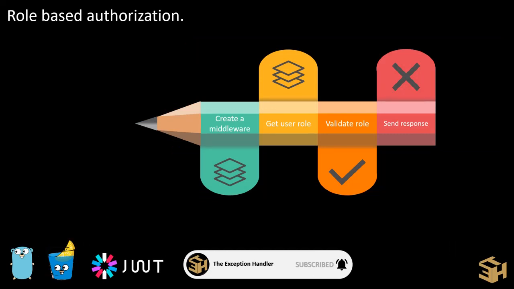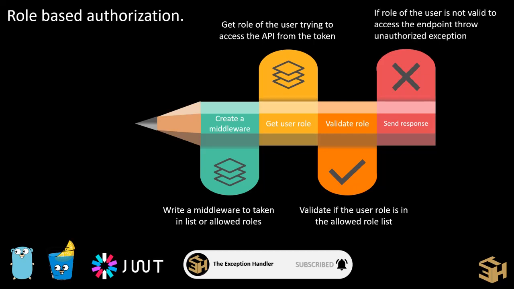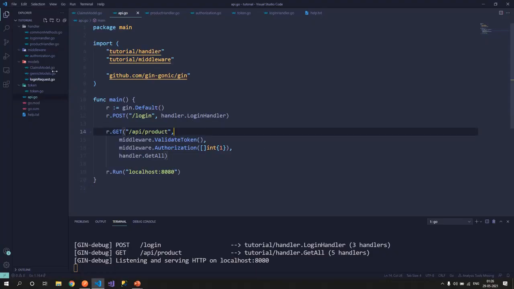To do this, we have 4 different steps again. The first step is to create a middleware that takes in the allowed roles and verifies the set of roles with the token. Get the roles from the user token and then apply the validation of roles. So we would check if the roles that the user has contain all the roles that are passed into the middleware. And if the user is not valid, then we'll send an unauthorized exception on the client side. So let's try and create a middleware.